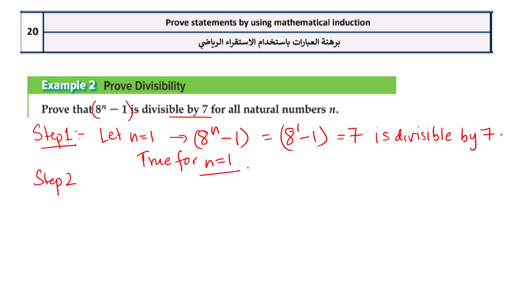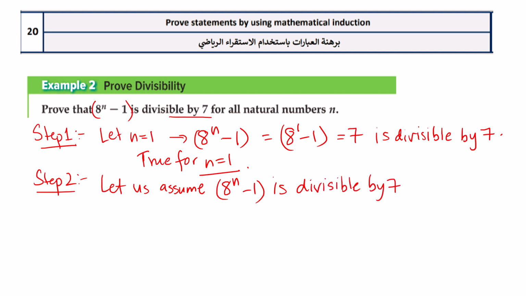Now we are ready to move to step 2, where we make the induction hypothesis or we make the assumption. So let us assume, what is the mathematical statement? 8 to the power n minus 1 is divisible by 7 for n equal to k. So we are assuming for n equal to k this is true. We are not proving it.